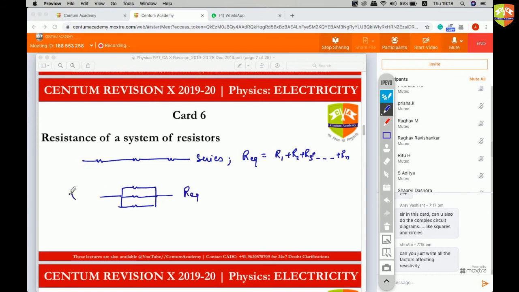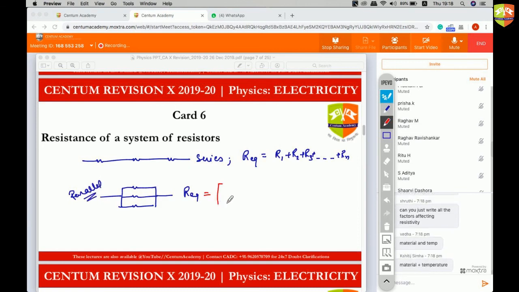Clear or not? R equivalent in parallel combination will be equal to 1 upon R1 plus 1 upon R2 plus 1 upon R3, and if there are many, then 1 upon Rn. I knowingly write it like this because what you generally do is, if 6 and 3 are given, you do 1 upon 6 plus 1 upon 3, and just leave it over there. Don't do that. Please remember it.